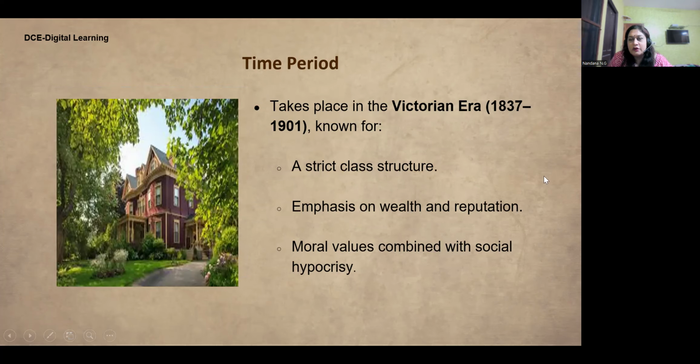And what were the themes of that time? It had a strict class structure, like how in India the curse of caste can be seen everywhere. Likewise, a strict class structure was seen in the Victorian era also. Emphasis on wealth and reputation was seen, and moral values combined with social hypocrisy. So these were the prevalent themes of his time, which Oscar Wilde has incorporated in his stories also. And by highlighting these negative aspects, he's trying to show how by giving undue importance to wealth, you are going to lose the values of your life.